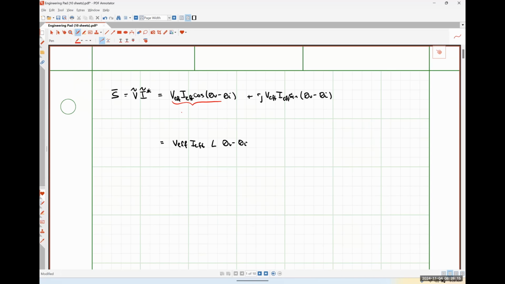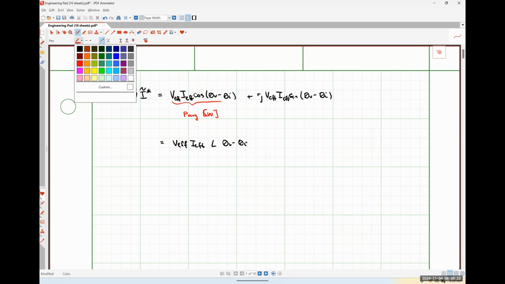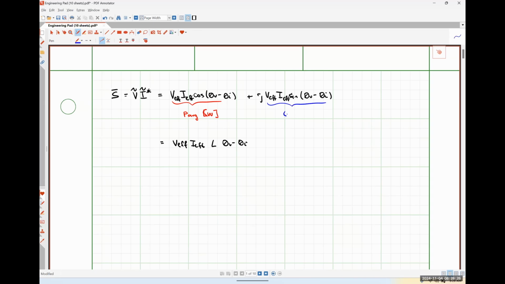So this is average power measured in watts. Reactive power measured in VARs. Apparent power measured in volt amperes. And our power factor angle.